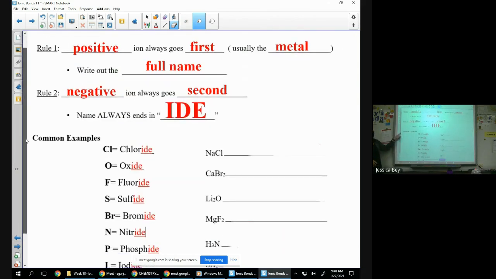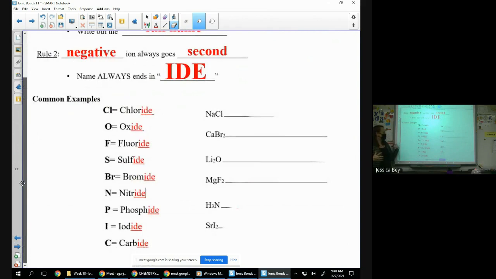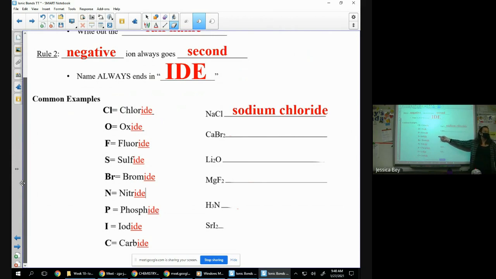Awesome. So let's just talk them out because I know you guys are probably annoyed of writing here real fast. So this is sodium chloride. Can anybody think of the name of the next one? What is Ca? Calcium bromide. Okay. The next one would be lithium oxide. Very good.